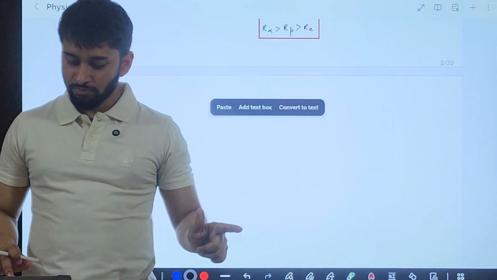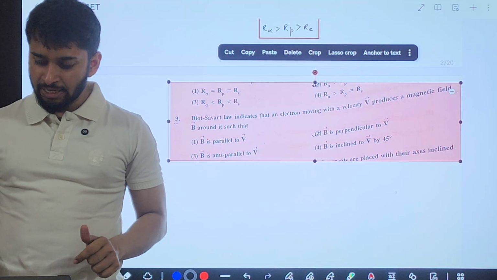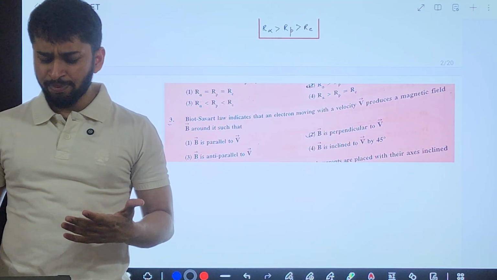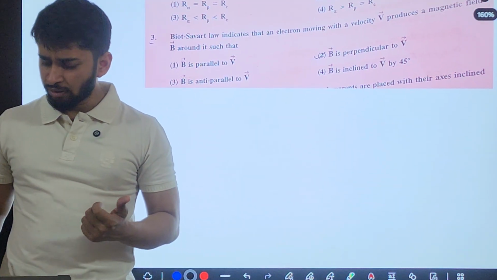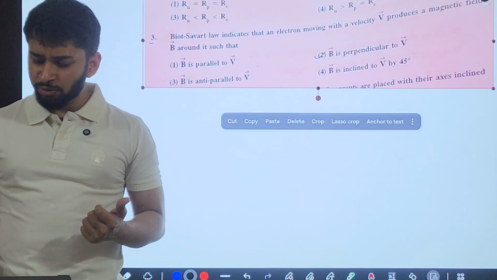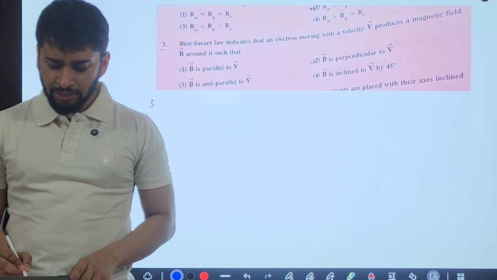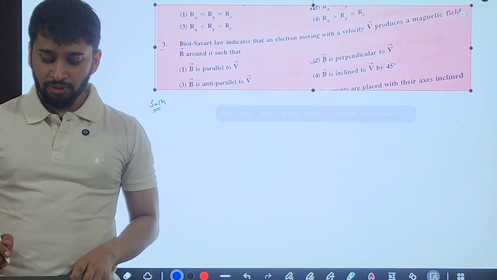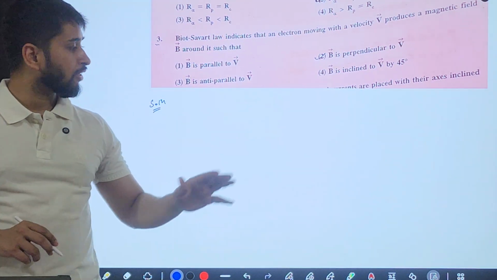Third question. Right, what does it say? Biot-Savart's law. Again, in the first page itself 2-3 questions are there which could throw you off, which could make you feel that you know nothing, but that's not true. You know everything. Nothing new they have asked. You just have to channelize your knowledge and think a little bit, right?